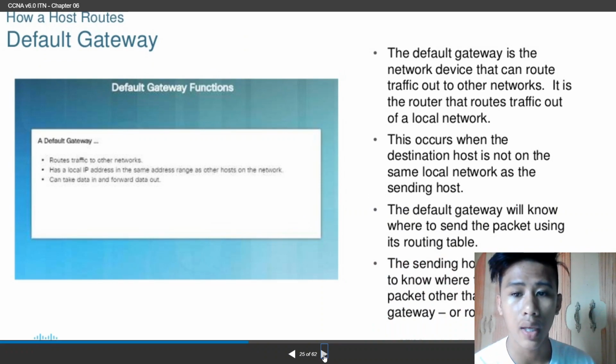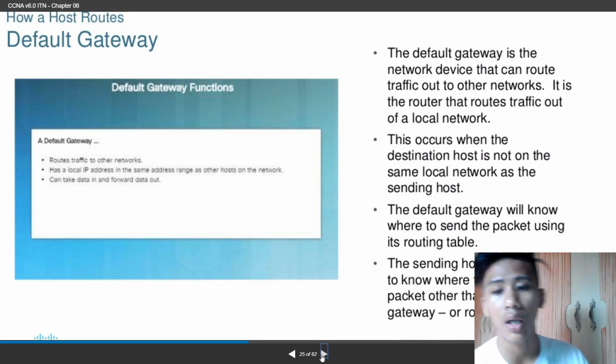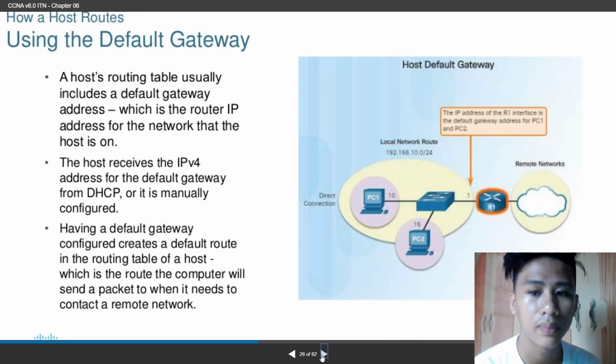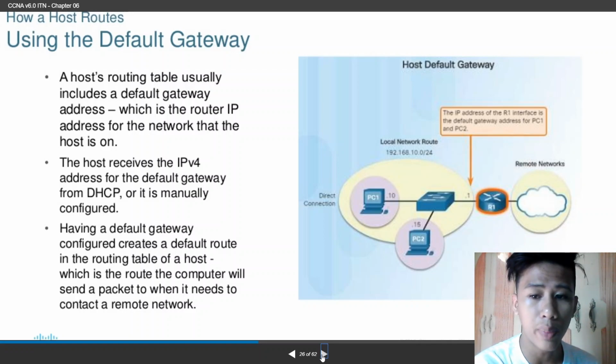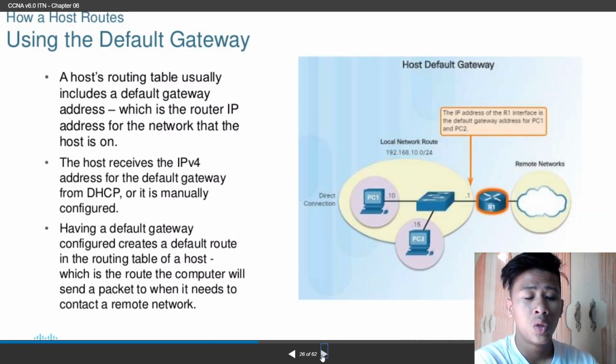The default gateway is the network device that can route traffic out to other networks. It is the router that routes traffic out of a local network. This occurs when the destination host is not on the same local network as the sending host. Using the default gateway, the host receives the IPv4 address for the default gateway from DHCP, or it is manually configured.